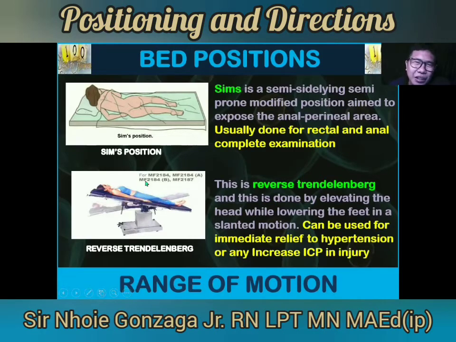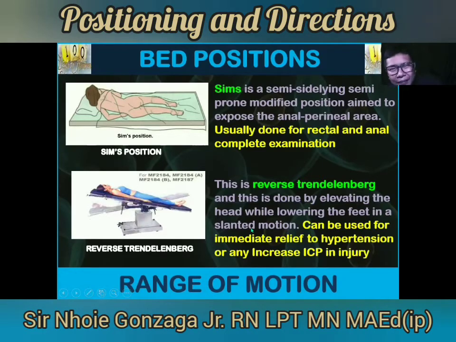Now, the next position here is the reverse Trendelenburg position. You notice Trendelenburg is this one, the gray. This is reverse Trendelenburg, where the head is held higher than the feet area. This is done by elevating the head while lowering the feet in a slanted motion. In this case, it can be used for immediate relief of hypertension or any increase in intracranial pressure in injury.